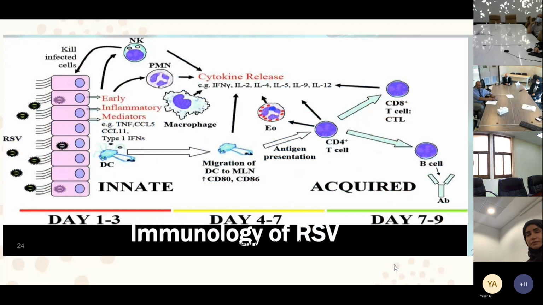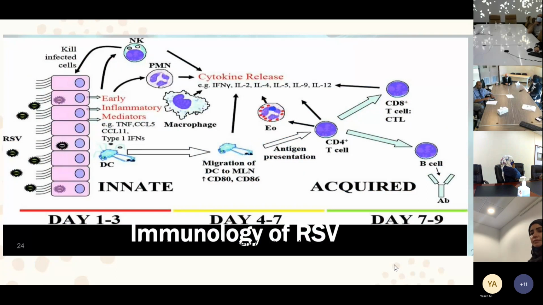So it will initiate an inflammatory response, starting with the epithelium that was infected with RSV. The natural killer cells will come and release some early inflammatory mediators. It will recruit other inflammatory cells like the neutrophils and macrophages. Tumor necrosis factor, chemokines and interferon will increase the recruitment of the neutrophils.